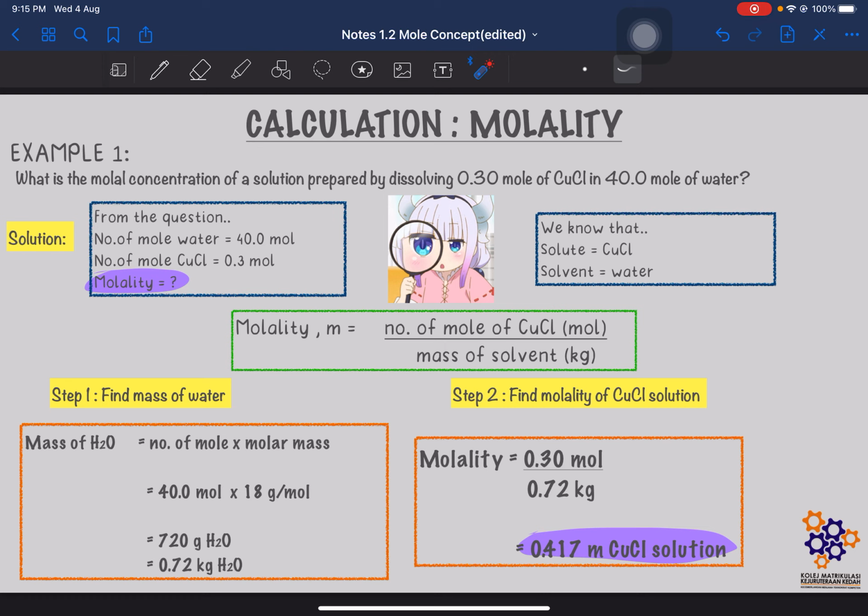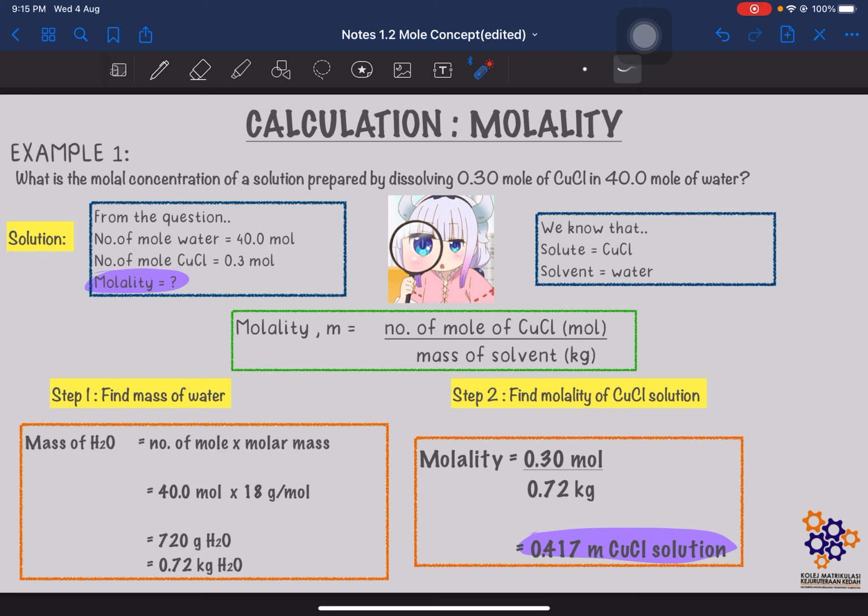The first example asks: what is the molal concentration of a solution prepared by dissolving 0.3 mole of CuCl in 40 mole of water? From the question, the information that we got is the number of moles of water, which is 40 mole, and the number of moles of copper chloride, which is 0.3 mole. The question asks for the molality, so our goal here is to find the molality of the solution. The solute is copper chloride, and the solvent is water.